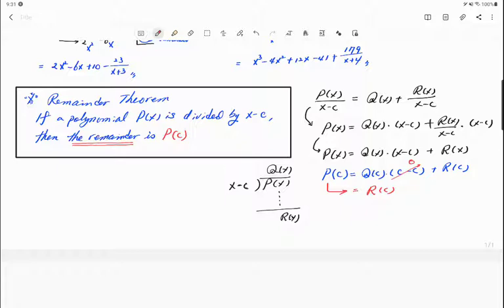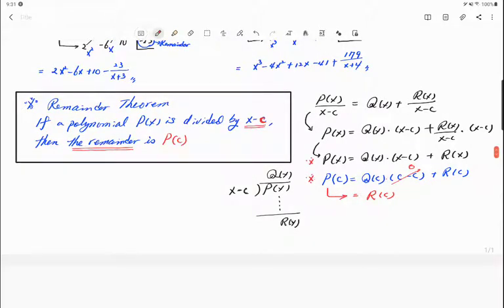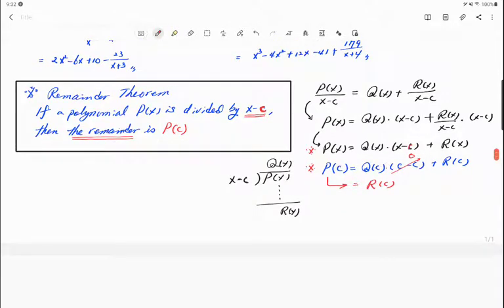So if you divide a polynomial by x minus c, then replacing x with c becomes what? The remainder. Can you see it? Okay, so don't forget this formula. P of x equals the quotient times the divisor, x minus c, plus the remainder. So whenever x is replaced by the same number c, then this part becomes 0. So we have only the remainder. Okay.